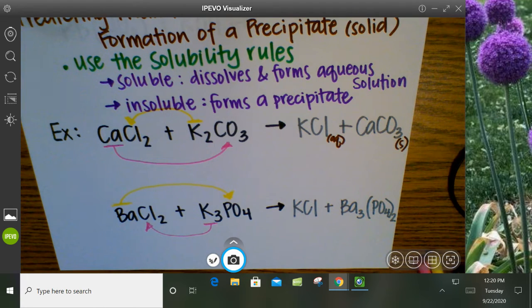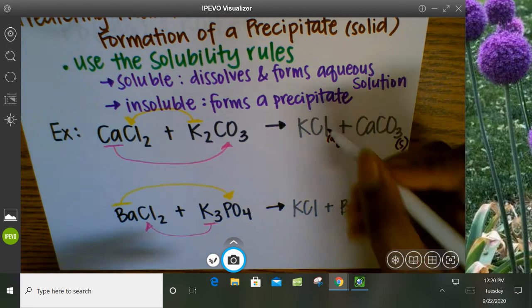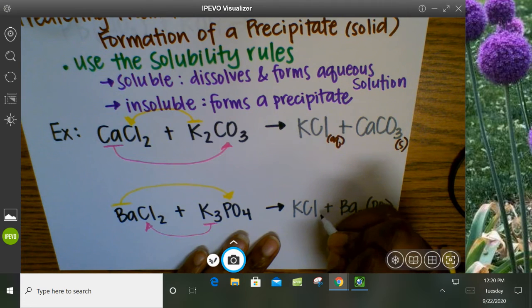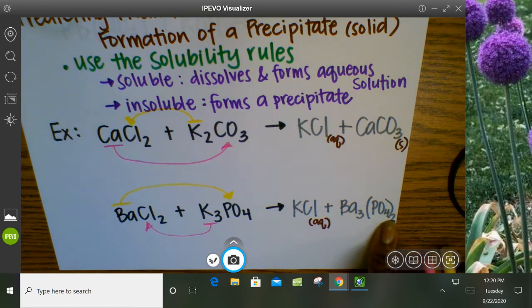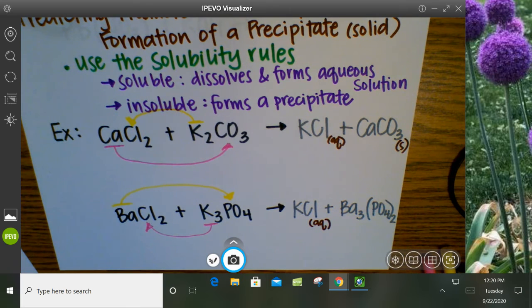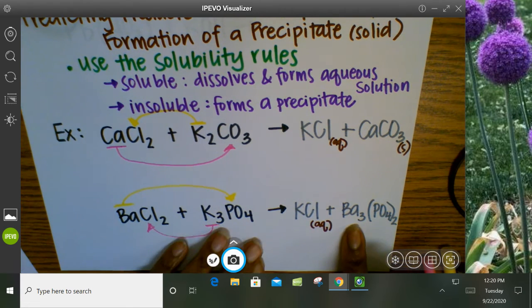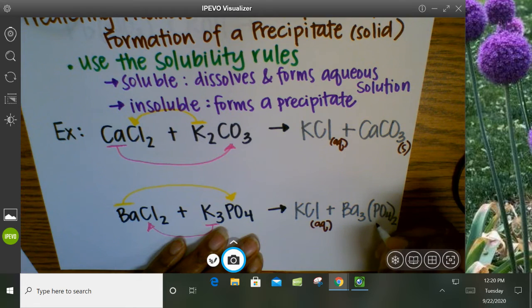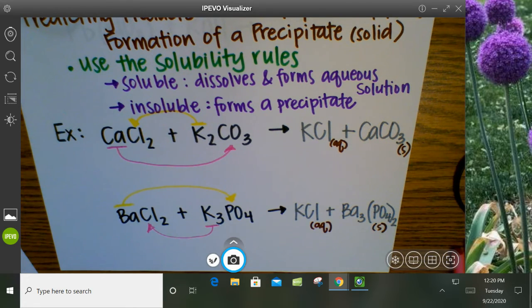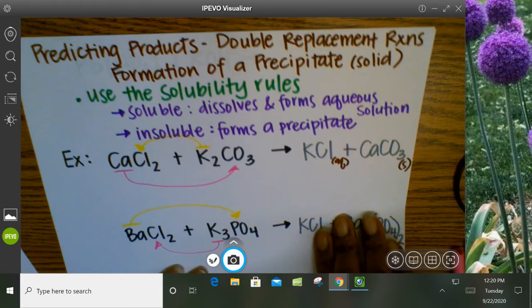Then I go back to my solubility rules. I don't need to look that far because potassium chloride is the same product that I have up here, and it is aqueous, so that's AQ. Now I need to look at the phosphates, and if you remember, phosphate is in the same group that I had carbonate. It was phosphate, sulfite, and carbonate, and it is insoluble because barium is a group 2A element, so that is a solid. Okay.